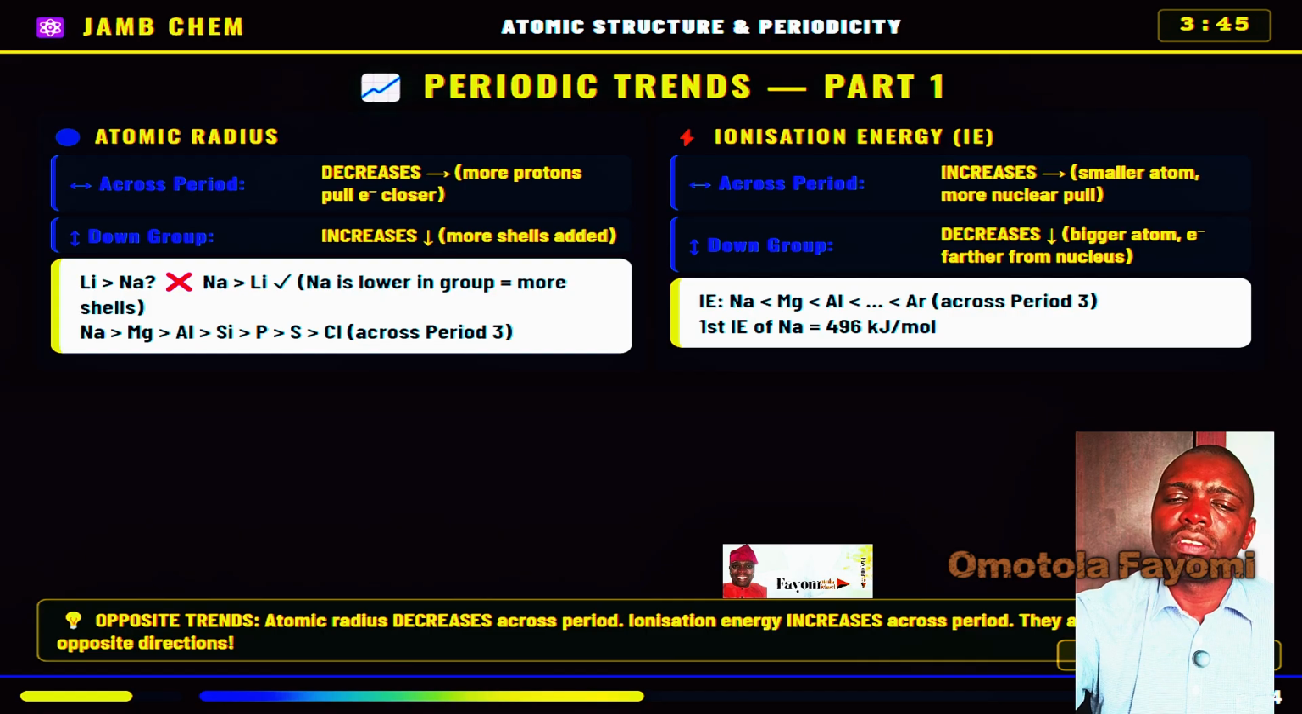Trend 2 is the first ionization energy, which is the minimum energy needed to remove 1 electron from a gaseous atom. Across a period, ionization energy increases. Smaller atoms with more protons hold their electrons more tightly. Down a group, ionization energy decreases. The reason is that more shells mean the outer electrons are farther from the nucleus and easier to remove. JAMB key fact: atomic radius and ionization energy are opposite trends. Across the period, when one goes up, the other goes down.